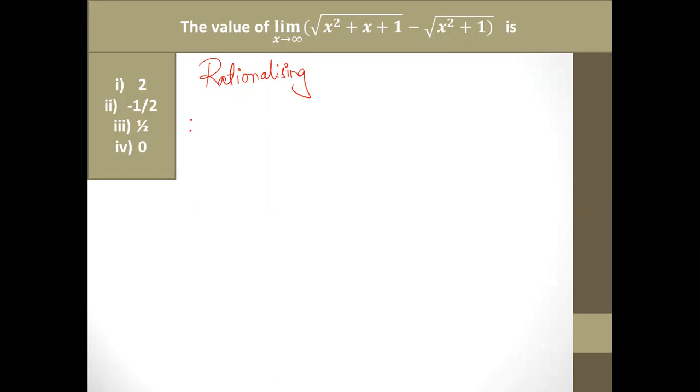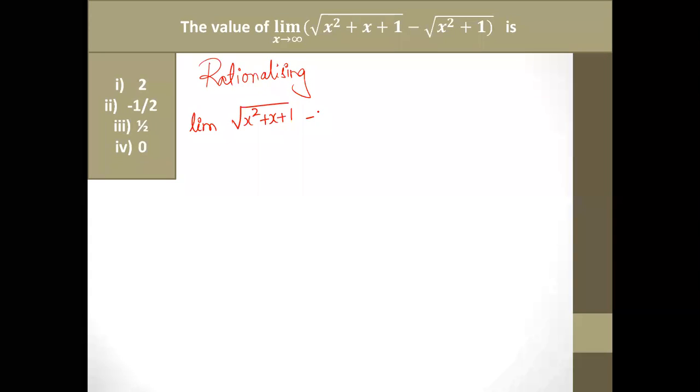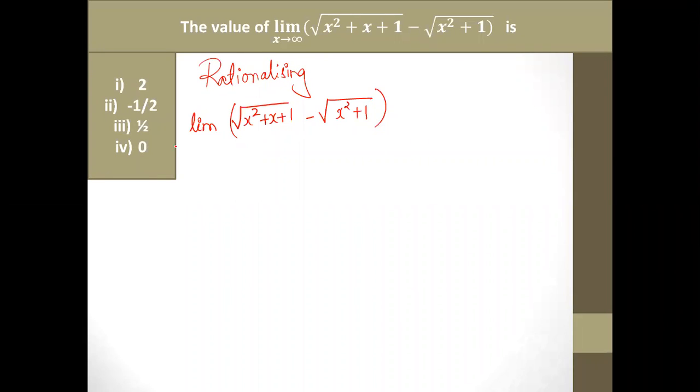So it is limit of square root of x square plus x plus 1 minus square root of x square plus 1. If you directly put x tends to infinity, what will you get? You will get infinity minus infinity form. Again, it is an indeterminate form. So you cannot go for the direct substitution method.